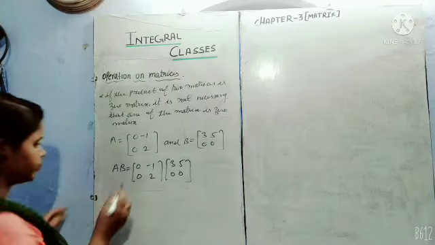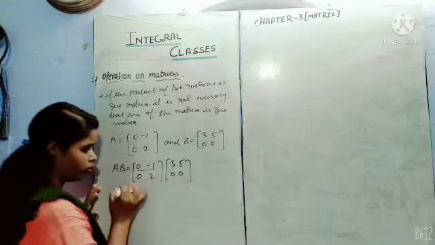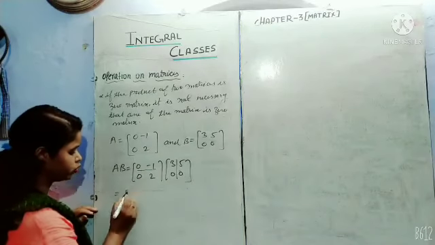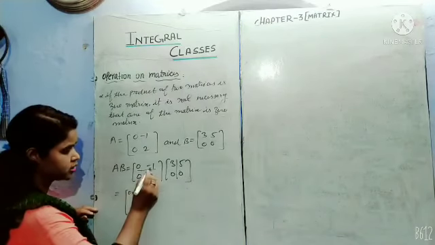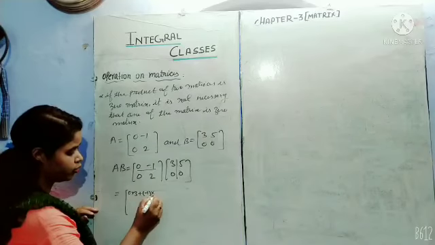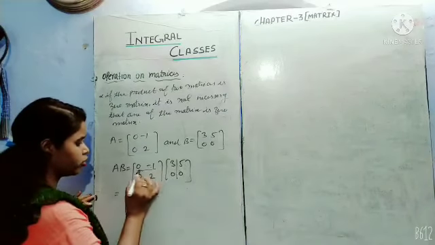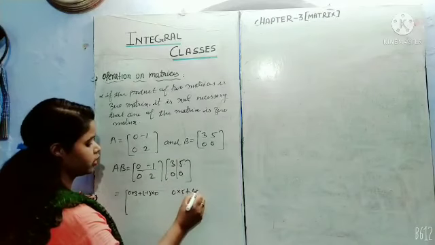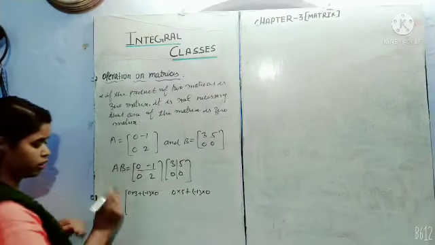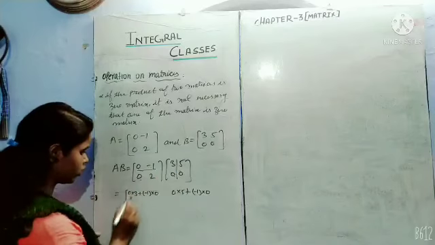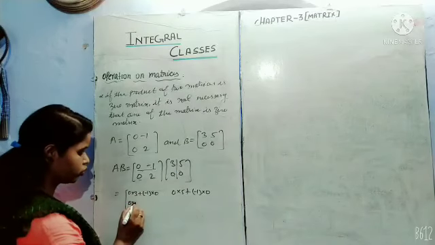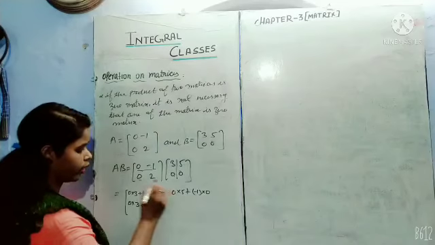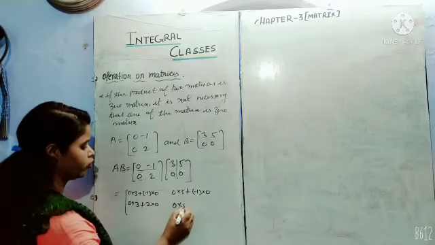How will we multiply? As we know, first row, first column: we first multiply 0 into 3 plus -1 into 0. Then first row, second column: 0 into 5 plus -1 into 0. Now second row multiplied by first column: 0 into 3 plus 2 into 0, and again 0 into 5 plus 2 into 0.